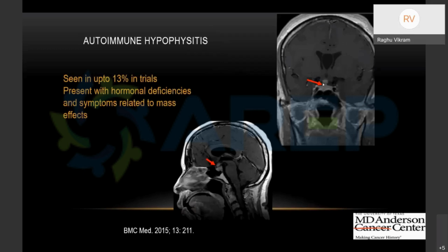This is very common, autoimmune hypophysitis, seen in about 5 to 10% of the patients, or seen in 13% in trials. Patients can present with hormonal deficiencies. The pituitary enhances quite a lot.